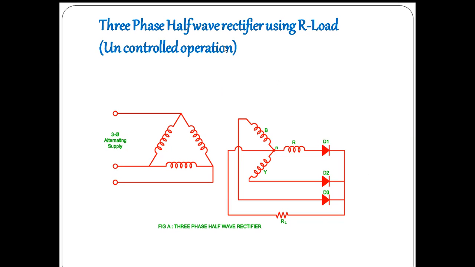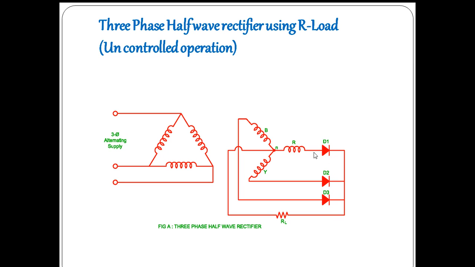Three phase half wave rectifier using R load. Here we are operating with diodes. That's why we are calling it uncontrolled operation. Here we are providing a three-phase supply to a delta star connected transformer. The secondary of the transformer has four points: three terminals and one neutral. Three phases and one neutral. This is R phase, Y phase, and B phase, and one neutral terminal.